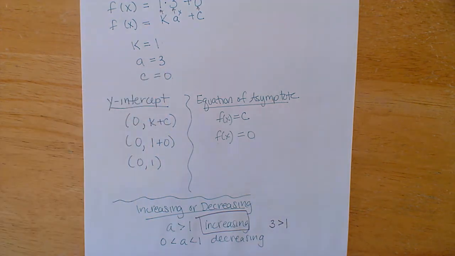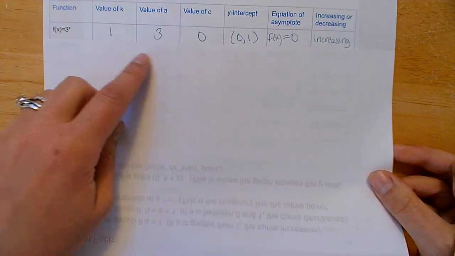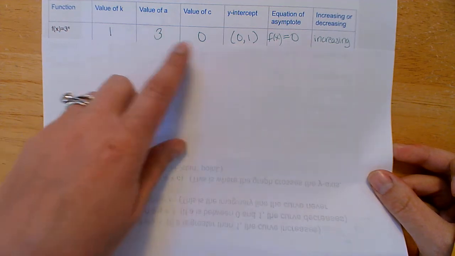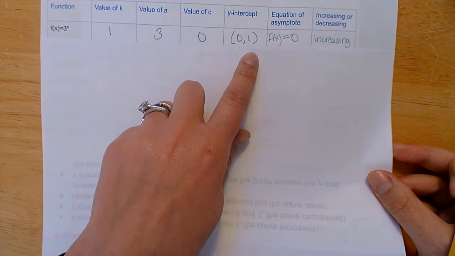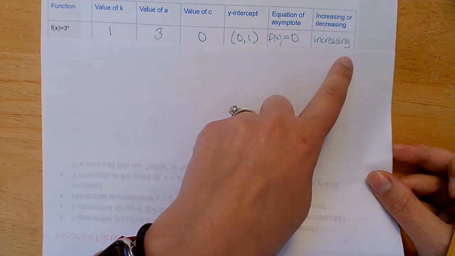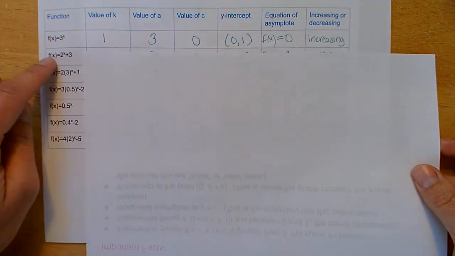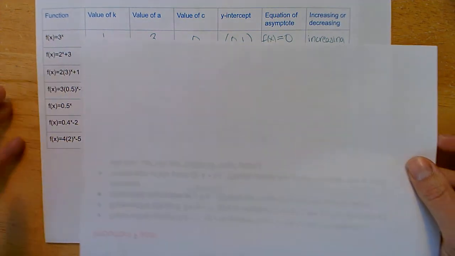So now we can fill all of this out on our table. So here's our table. So you can go back and you can say, okay, the value of K is 1, the value of A is 3, C is 0, and then fill out your y-intercept, your asymptote equation, and whether it was increasing or decreasing. Let's now move to the second one. F of x equals 2 to the x plus 3.